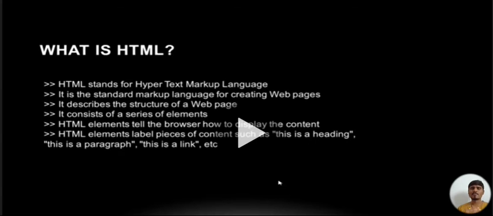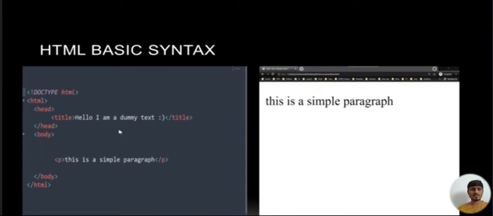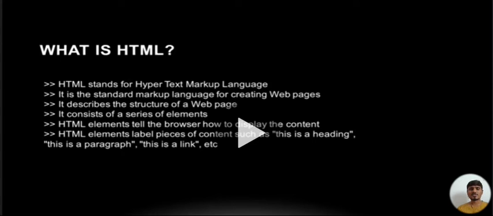Here you decide frames, text, how it looks, and everything starts with a skeleton, which is HTML. It describes the structure of a web page, like how your web page structure is going to be. It consists of a series of elements, like there are elements and tags. We will learn in the next part of the series what elements and tags are. HTML elements tell the browser how to display the content, like where the frames are going to be, where the image is going to be, how it is going to look. Everything will be decided by HTML.